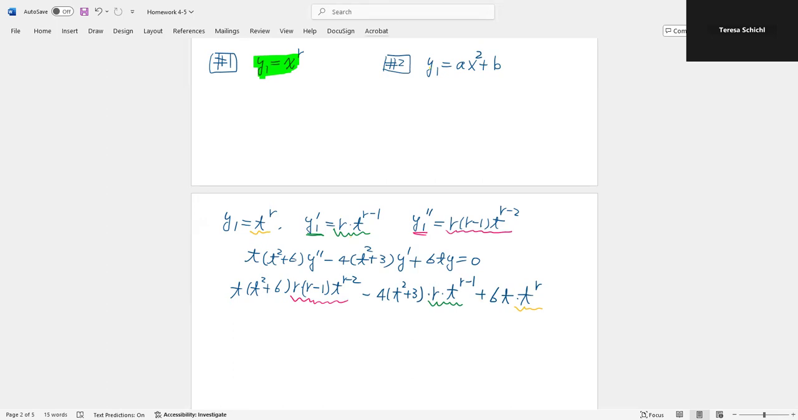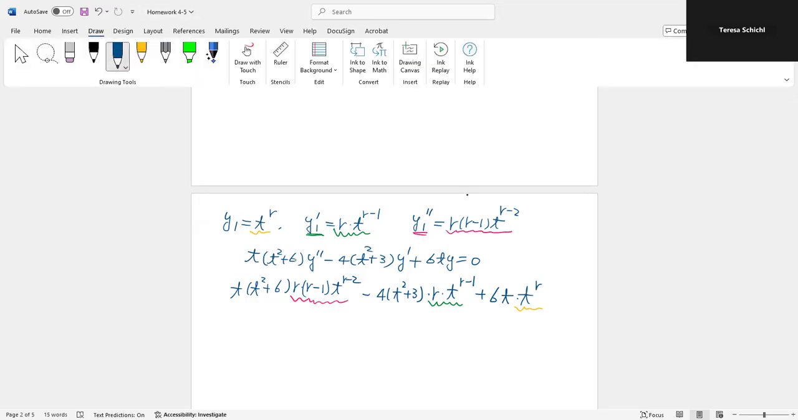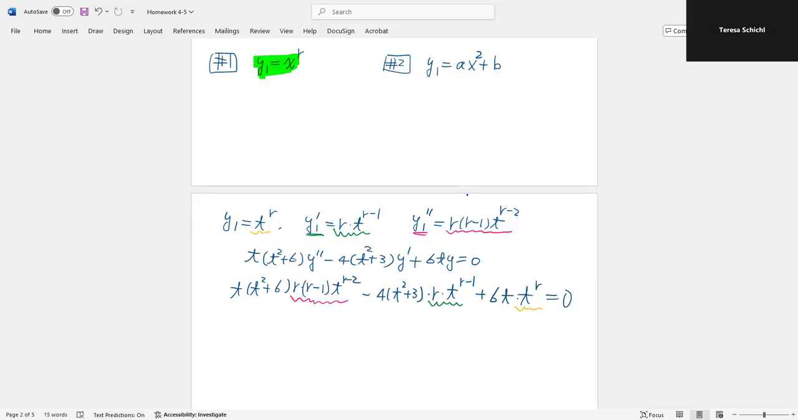Okay, so then we know this differential equation is going to be equal to 0 here. Okay, now let me simplify this a little bit. So the t squared times, these two I will combine to t cubed plus 6t. Okay, so now this is t to the r minus 2. I just rearranged it a little bit.